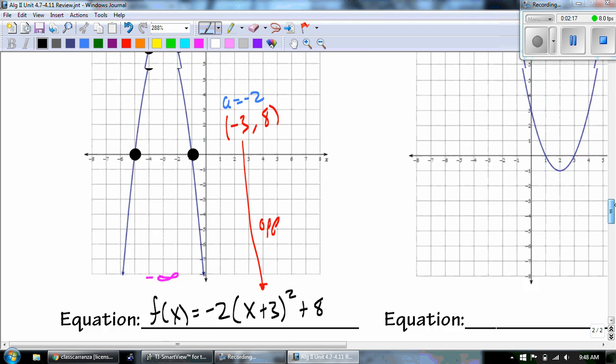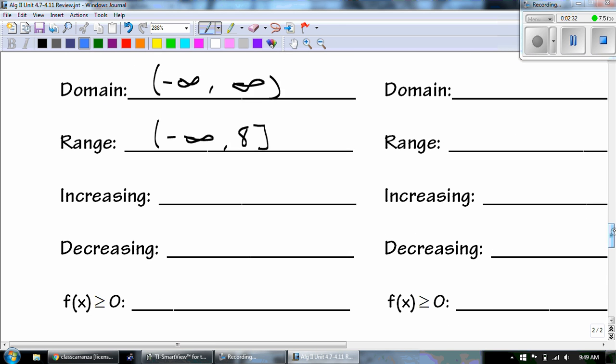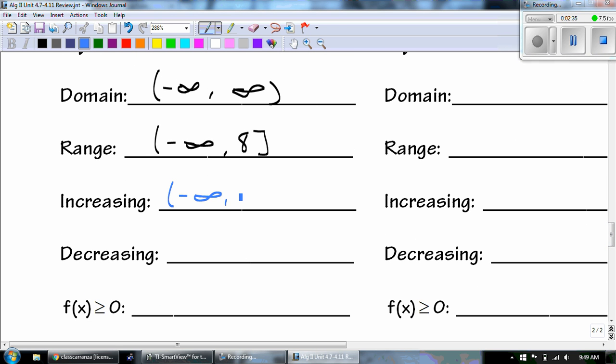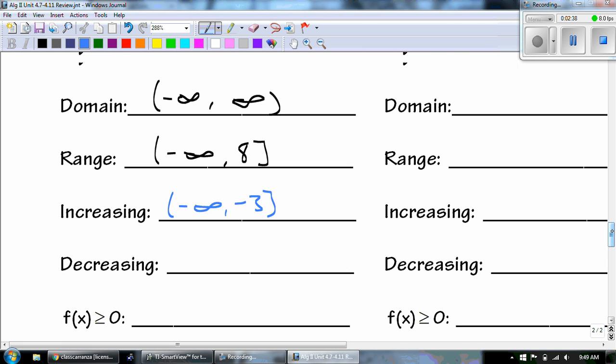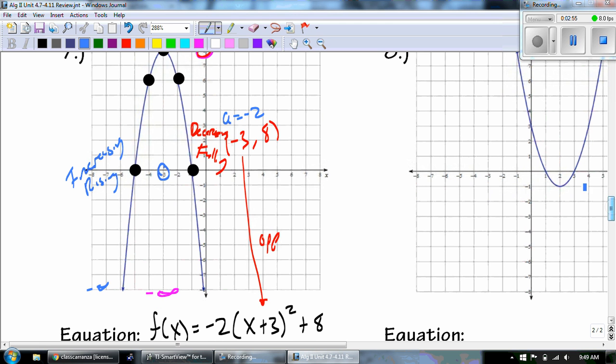Where are we increasing? Are we increasing on the left side or the right side? Yeah, we're increasing on the left side, so that's -infinity to -3. So that must mean that I'm decreasing on the other side. So we're decreasing at -3. So decreasing, or I think we would say falling and rising, sorry, other words that were used, to +infinity.